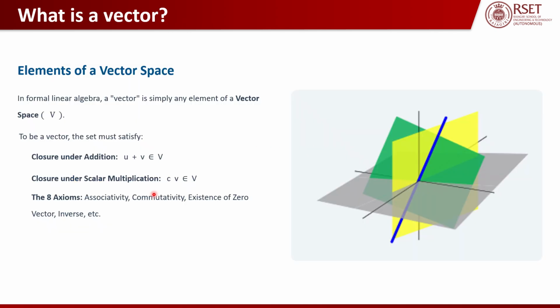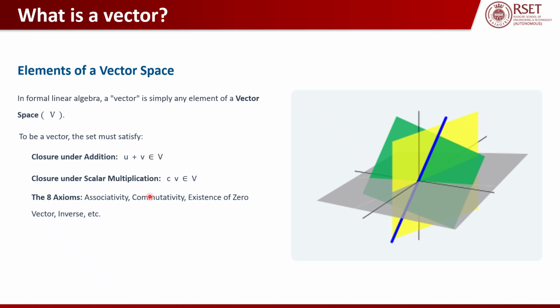The next thing we are going to discuss is what a vector is. In the coming modules, module 2 and module 3, you will deal mainly with vectors, so you will understand deeply at that time. Here I have just some basic definitions in one slide. In formal linear algebra, a vector is simply any element of a vector space. We will deal with what a vector space is in our coming modules. The element of a vector space is called a vector.